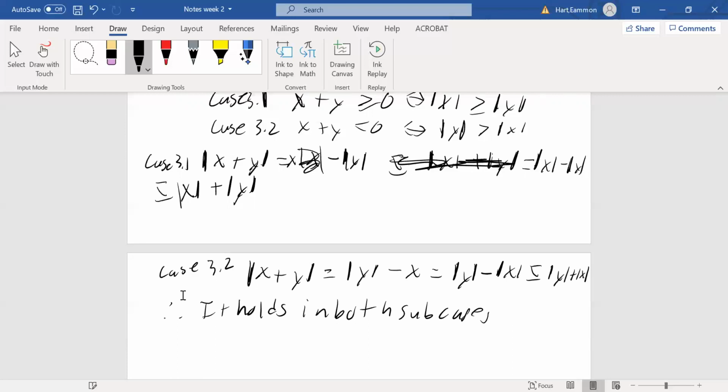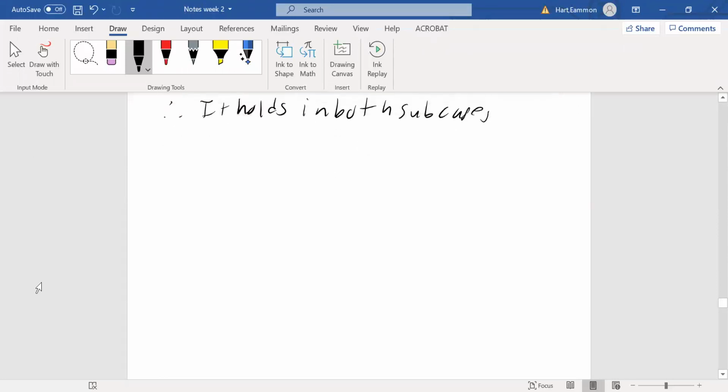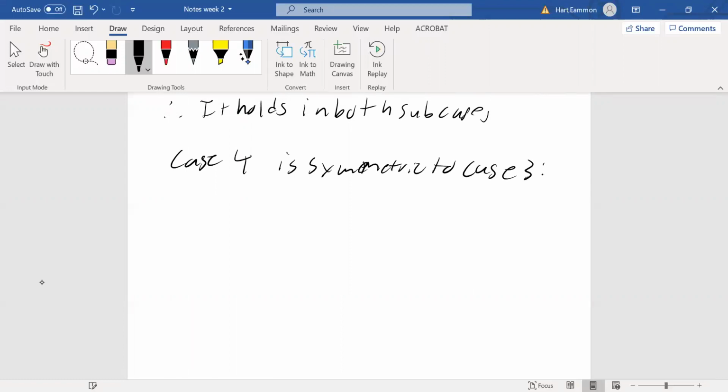So congratulations, you just did your first cases within cases, which happens sometimes. Case 4 is symmetric to case 3, because we can just relabel x and y. Therefore, it holds.